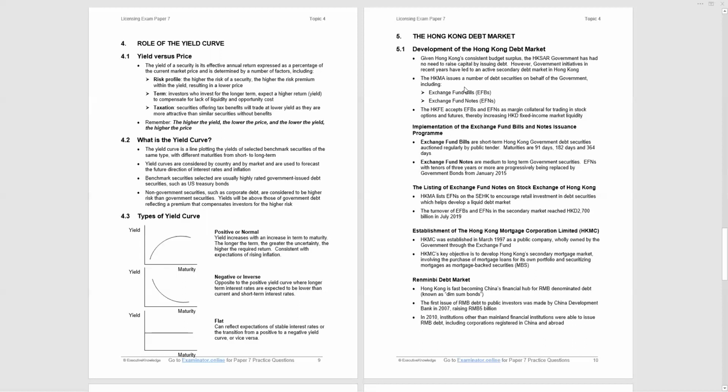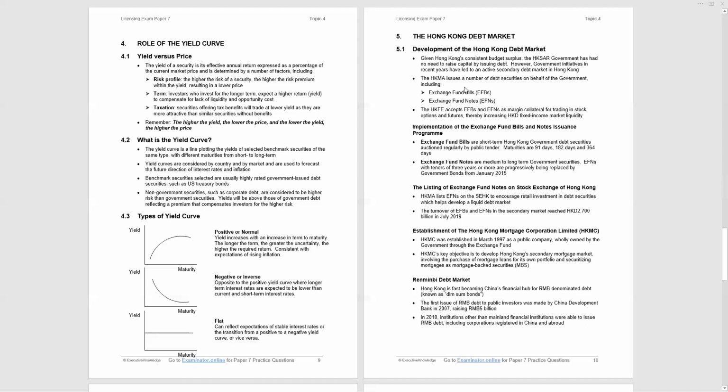Moving on to section 5, the Hong Kong debt market. And we've got various aspects of the material here. Development of the Hong Kong debt market. Given Hong Kong's consistent budget surplus, well, over the years, yes, more years than not, it's been a budget surplus, the Hong Kong government, unlike many other governments, has never had the need to raise capital by issuing debt. But government initiatives over the years have led to an active secondary debt market.